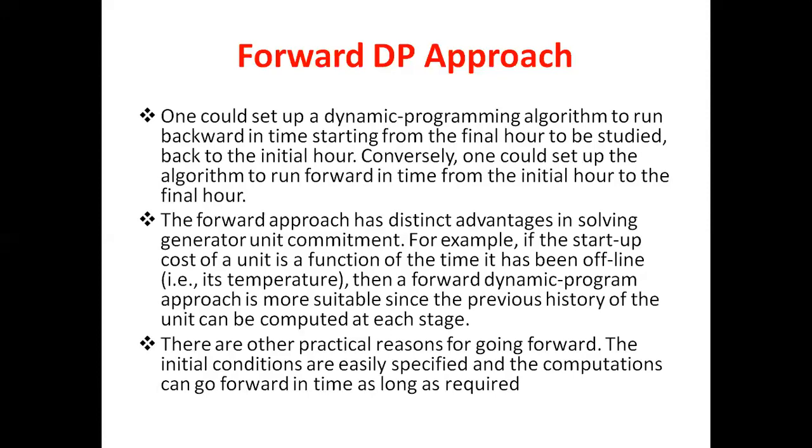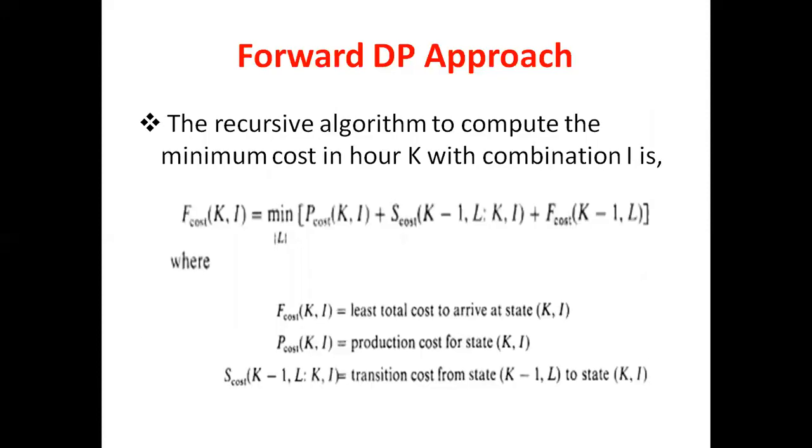Forward means that the algorithm runs forward from the initial hour to the final hour. The general algorithm that we are using for the forward dynamic programming approach is the recursive algorithm, to compute the minimum cost in our case with combination I.